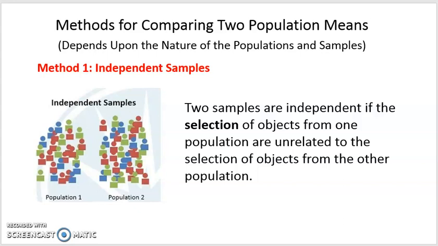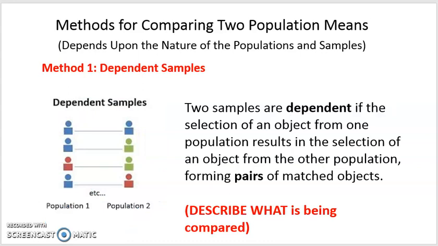Independent samples are essentially two groups, and the definition is that two samples are independent if the selection of the objects from one population is unrelated to or does not impact the selection of objects from the other population. So you've got two populations in this figure. You draw a sample from population 1, so there's sample 1, and you draw a sample from population 2, sample 2. The selection of the samples is completely unrelated.